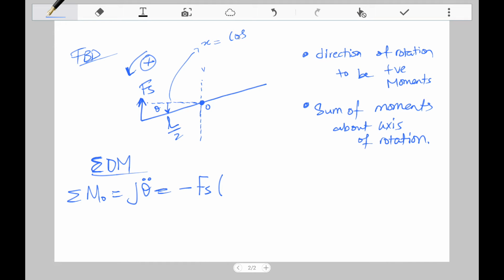x is equal to cosine theta times L over 2. That's basic trigonometry. You can go back and review trigonometry if you get stuck on that, or I can just do that for you right here. That's your theta, and that's your L over 2. We want to find this distance here. Cos theta equals x, which is our adjacent, over the hypotenuse, which is L over 2. So that's how you get x equal to L over 2 cosine theta.